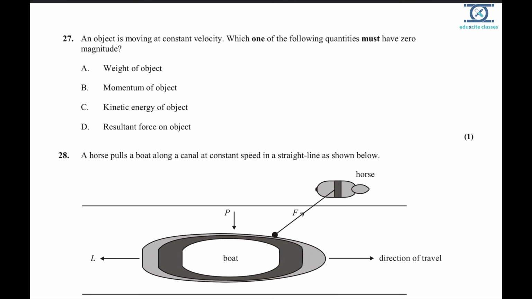Now question number 27, an object is moving at a constant velocity. Which of the following quantities must have zero magnitude? Constant velocity means what? The resultant force acting on the object is 0. Resultant force is 0, it means option D.